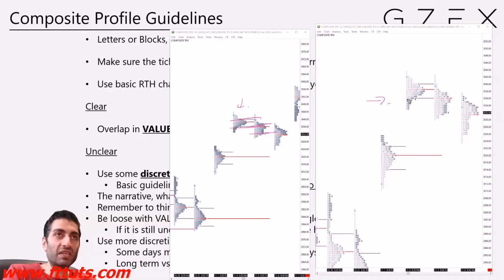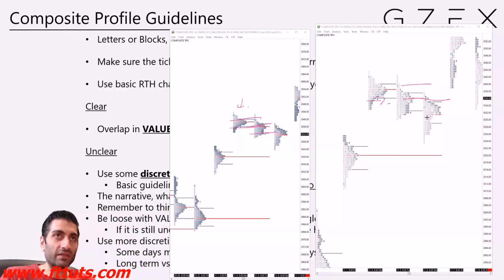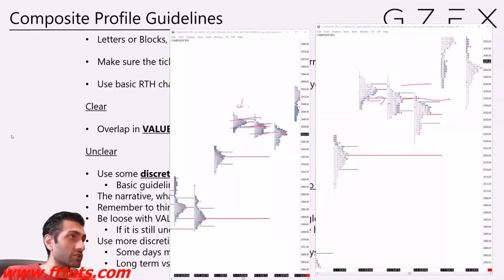Whereas some people find it easier on here to say, do you know what? Balance is here, and I'm sorry, let me just scroll forward. Can you see those value area lines? They're not there, but they are now. So, sorry, let me do that again.